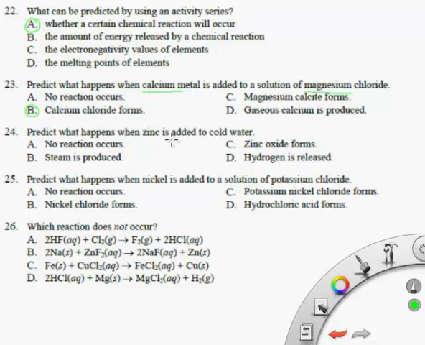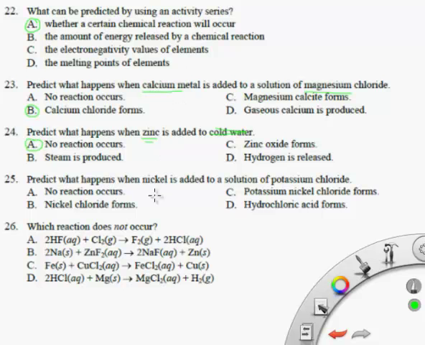Predict what happens when zinc is added to cold water. This is a simple read question. Look on the activity series, you'll see zinc, and zinc will react with steam, but it will not react with cold water. Right? No reaction will occur here.